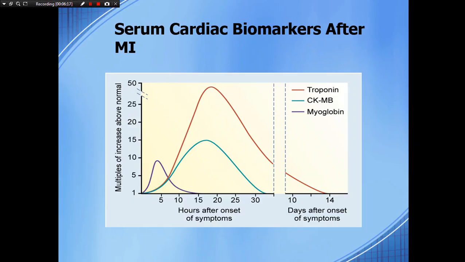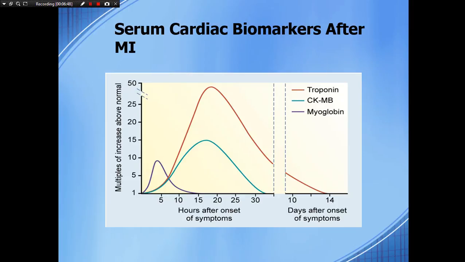Serum cardiac biomarkers are proteins released into the blood from necrotic heart tissue after an MI. These biomarkers are important in the diagnosis of MI. The onset, peak, and duration of the levels of these biomarkers are shown in this graph. These are cardiac isoenzymes. They're blood work that we check when patients present with suspected acute coronary syndrome.